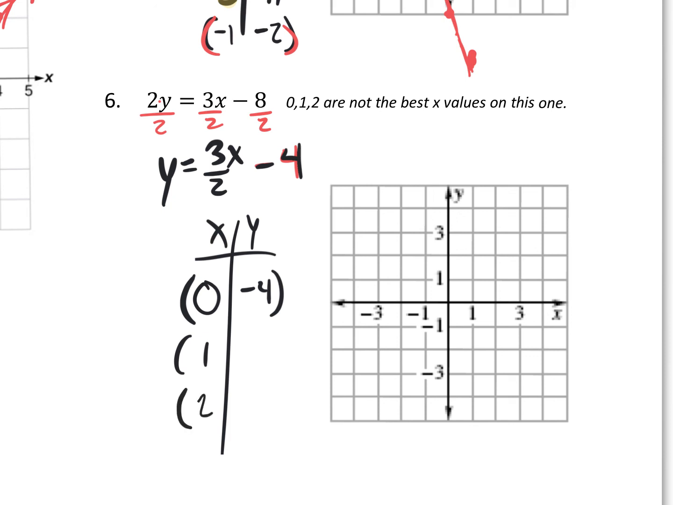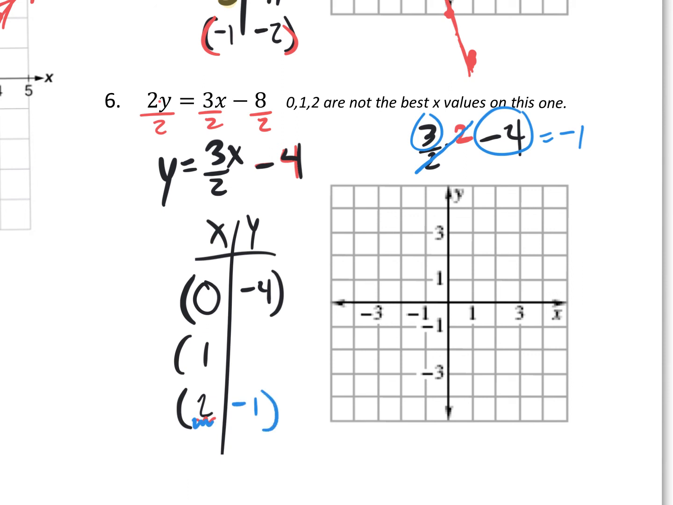Okay. When I plug in a 2 right there, let me actually write it out and show you. I have 3 halves times this 2 times 2, and then we have minus 4. Okay. What happens when you multiply 2 with the 3 halves? The 2's cancel out, and 3 take away 4 is negative 1. So when you plug in a 2, you get out a negative 1.